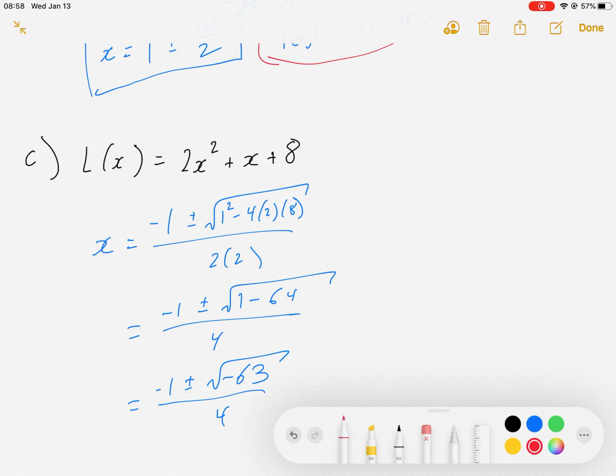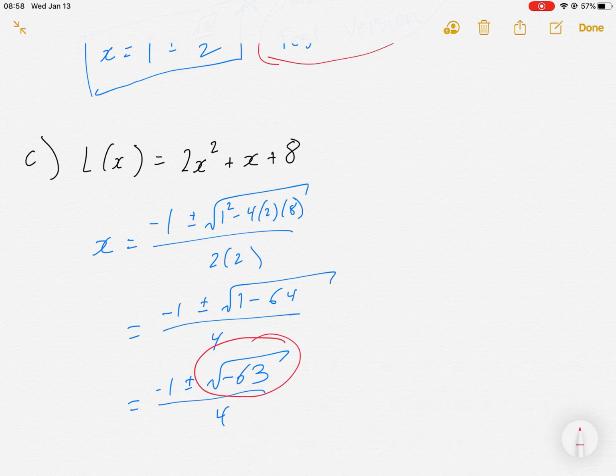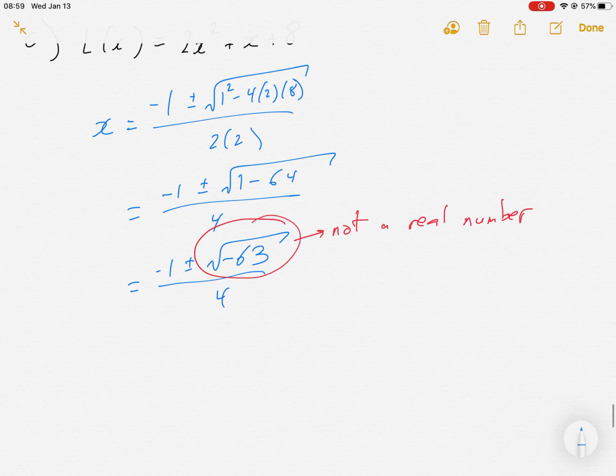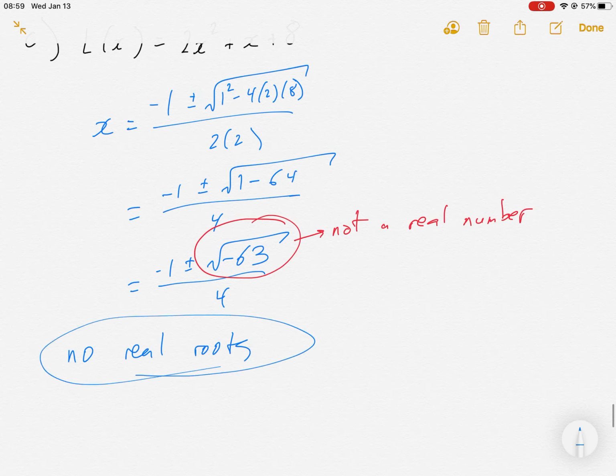Oh no. Square root of negative 63. You've probably seen imaginary numbers at some point. This is not a real number. We are currently sticking to real numbers. We will eventually talk more about imaginaries, but you would just in this case say no real roots or no real solution or something like that, and you would call that good.